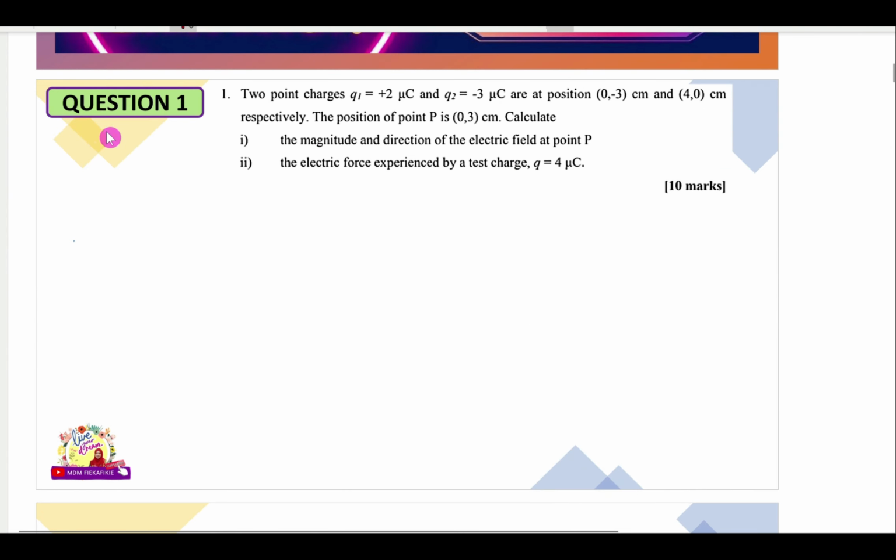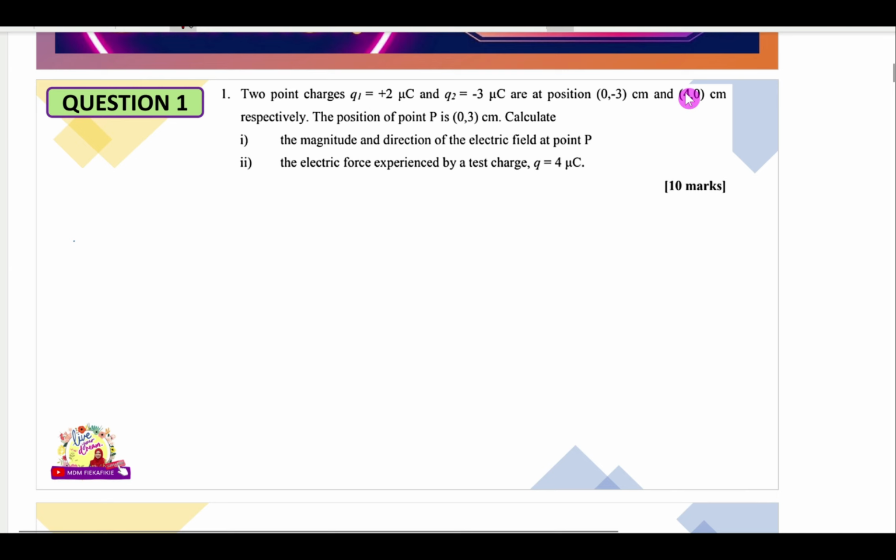Alright, the first question will cover chapter 1 and it carries 10 marks. Alright, for question number 1. So let's read the question first. So 2 point charges, Q1 equal to positive 2 microcoulomb and Q2 equal to negative 3 microcoulomb, are at position 0, negative 3. So dekat sini dia bagi kita koordinat. Alright, and 4, 0 cm respectively, the position of point P is 0, 3 cm. And the question asks us to calculate what is the magnitude and direction of the electric field at point P. Electric field ya, bukan electric force. Okay, so jom kita mulakan.